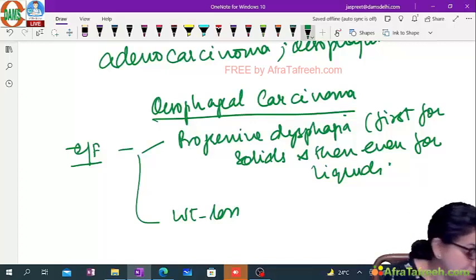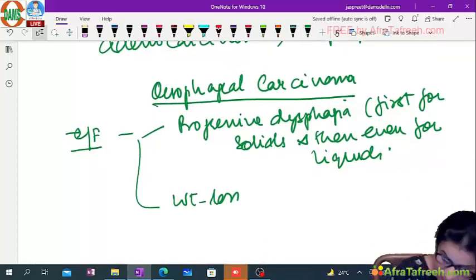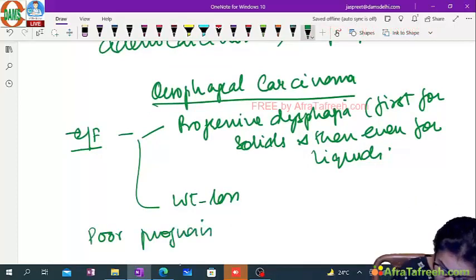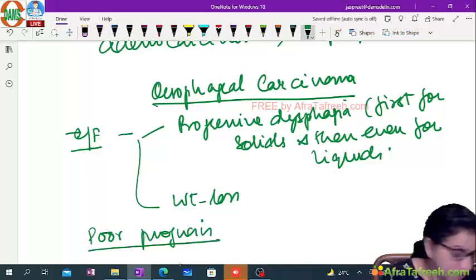Okay, so yes, very good, Sridevi. Second, weight loss, and third is very important, it carries a poor prognosis. So esophageal cancer carries a poor prognosis.